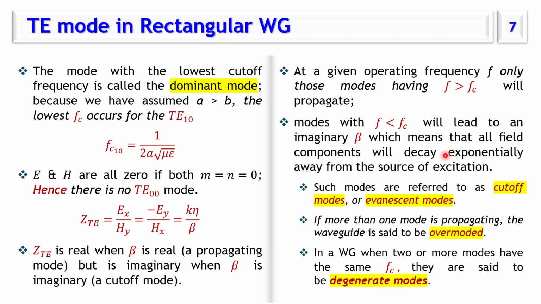So the modes that are not propagating, the modes with cutoff frequency larger than the signal frequency, are called cutoff modes or evanescent modes. If more than one mode is propagating inside the waveguide, we say this waveguide is overmoded. If we have different modes with the same cutoff frequency, we say those modes are degenerate modes. So just like when you read it, you know the meaning of degenerate modes.